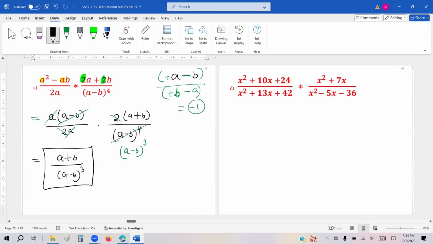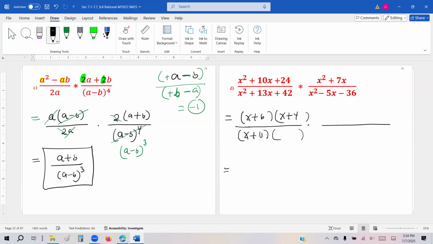And then these are just fun ones. All you have to do is factor, factor, factor, and then cancel. So let's start at the top left. Who wants to try the top left? X plus 4, X plus 6, X plus 4, X plus 6, X plus 4. Kelly's, yes. Bottom: X plus 6 and X plus 7, X plus 6, X plus 7. Christopher, top right.